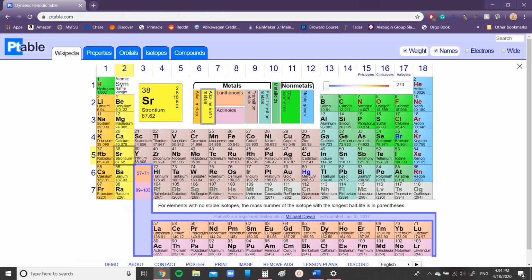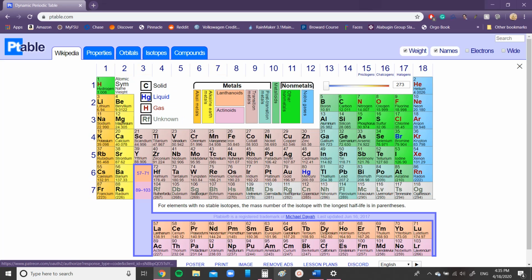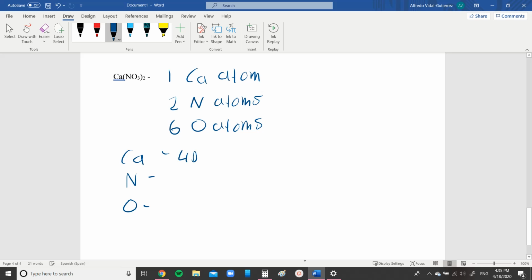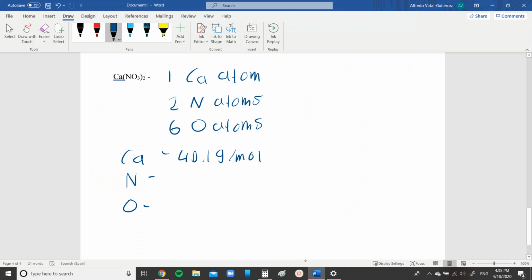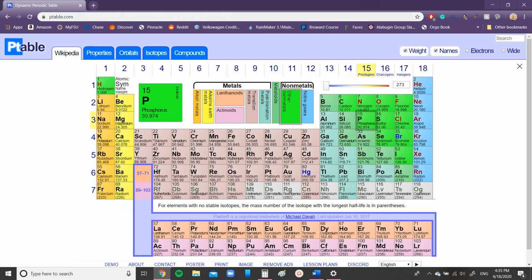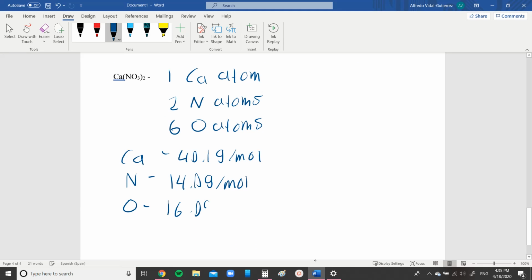So if we go to calcium, you'll see that it's 40.078. We'll just round that to 40.1 grams per mole. For nitrogen, it'll be 14.007. We'll just do 14.0 grams per mole. And for oxygen, again, 15.999 or just 16.0 grams per mole. Now we can assume that these are the values for 1 atom of calcium, 1 atom of nitrogen, and 1 atom of oxygen. So we have to use these to calculate the total molar mass of calcium nitrate.